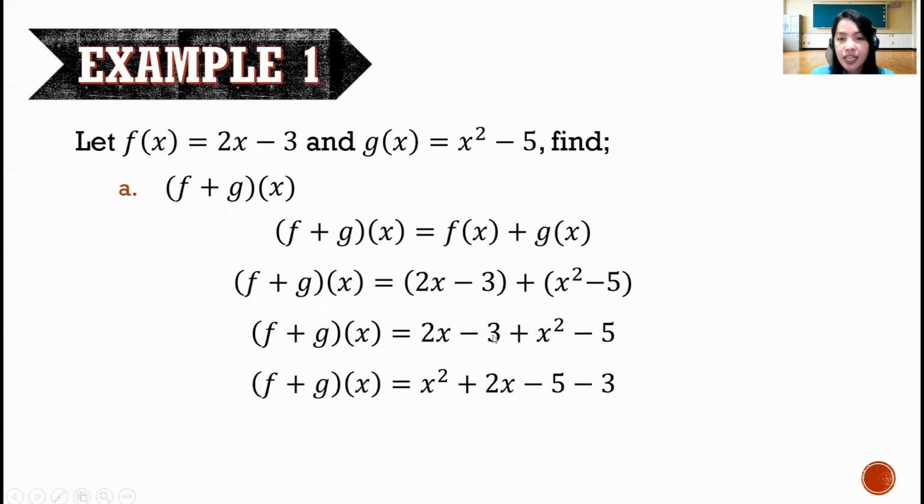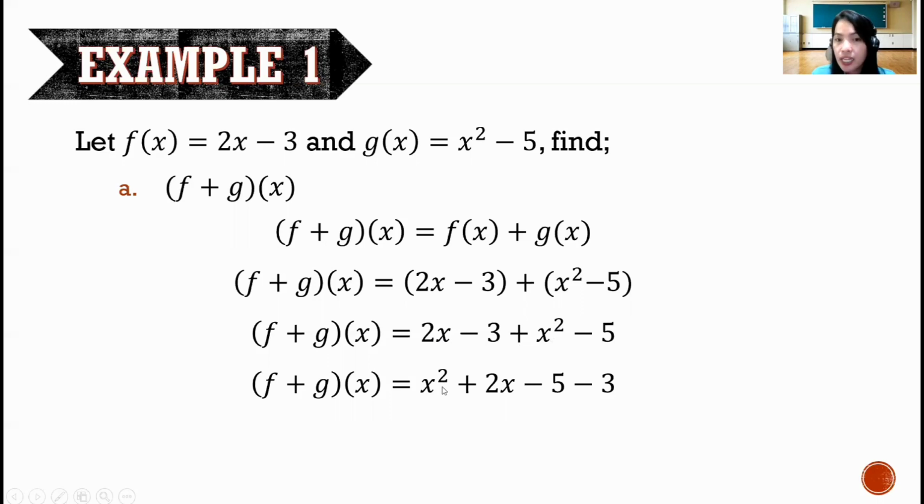So now, next step is to rearrange the terms, and you have to consider the degree of each term. Yung may pinakamataas na degree ng term, yun dapat yung nasa unahan. Ibig sabihin ko ng degree, yan yung exponent ng variables. Dito, kung mapapansin ninyo, yung pinakamataas na exponent ng variable ay 2. So, yan yung ilalagay natin sa unahan. So, we have here x squared.